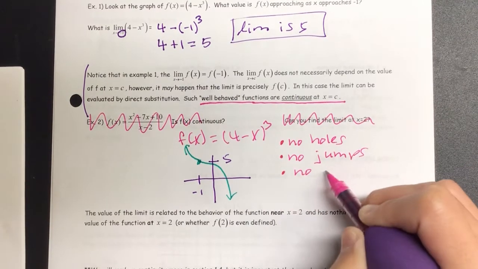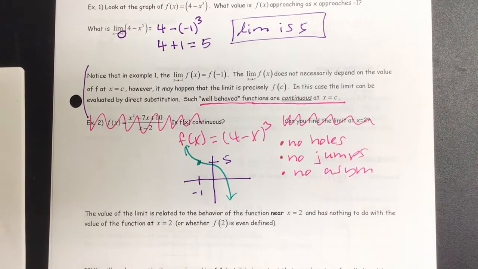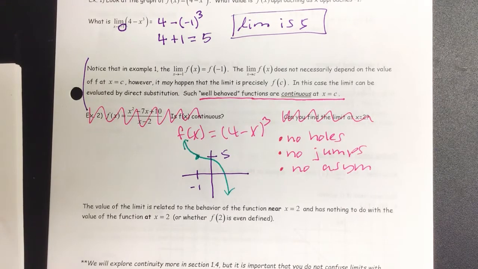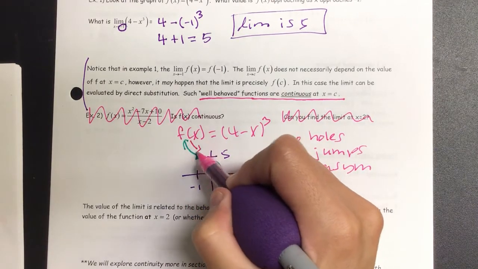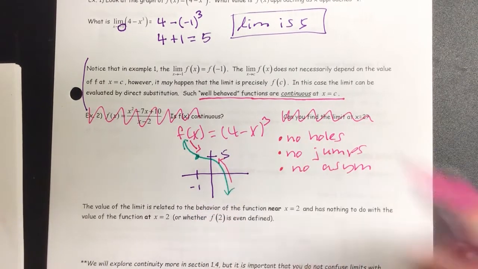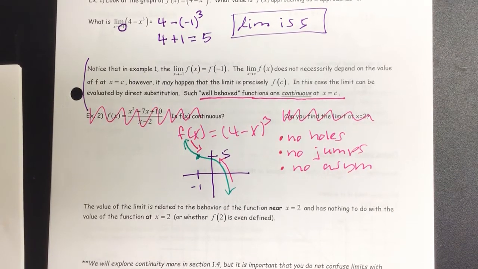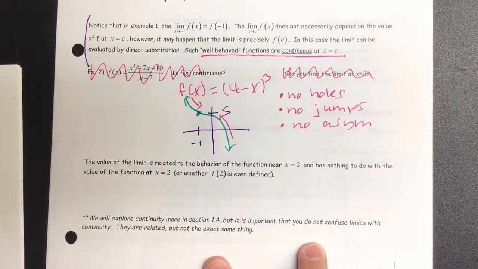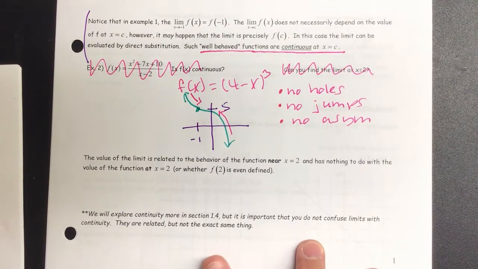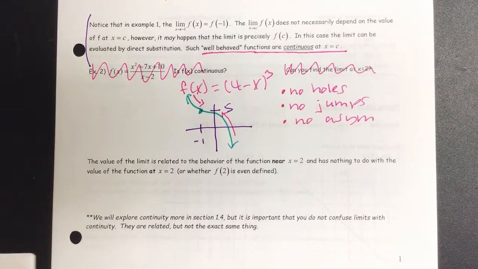And no asymptotes. And it is still reaching a number, but it'll be continuous. Make sure you remember those 3 conditions: no holes, no jumps, and no asymptotes. So then let's move on to the next page.